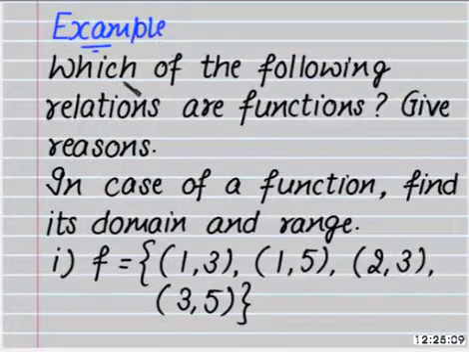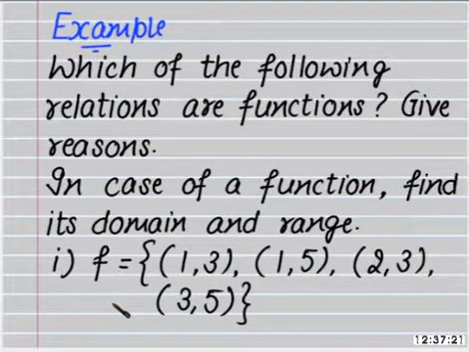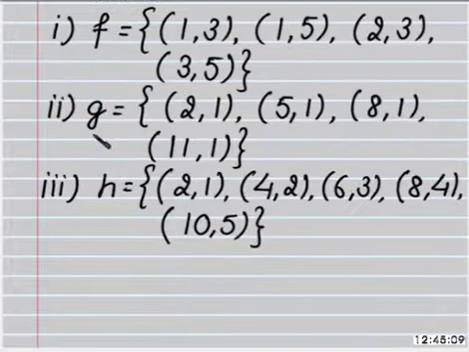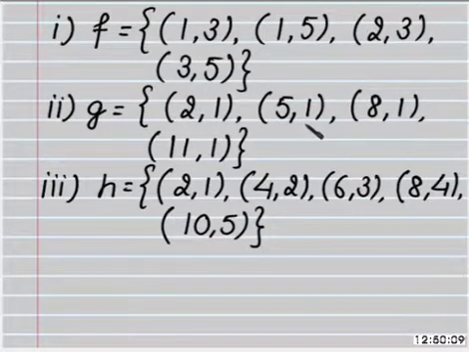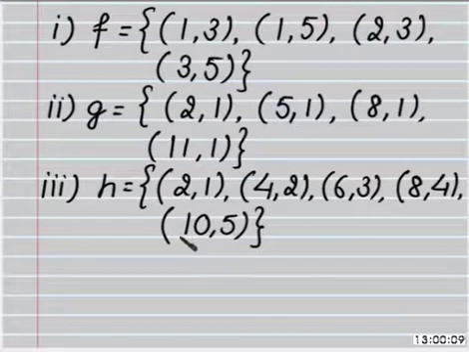Now let's see an example. Which of the following relations are functions? Give reasons. In case of a function, find its domain and range. First, f, which is the set of ordered pairs (1, 3), (1, 5), (2, 3) and (3, 5). G, which is the set of ordered pairs (2, 1), (5, 1), (8, 1) and (11, 1). And H, which is the set of ordered pairs (2, 1), (4, 2), (6, 3), (8, 4) and (10, 5).